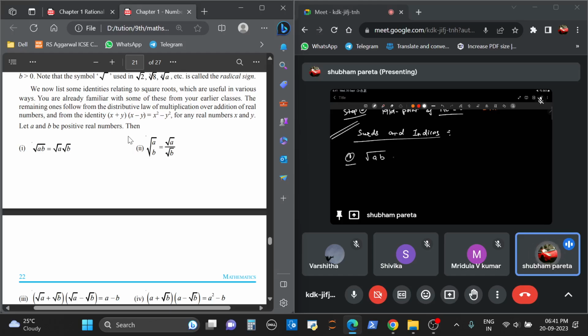If I am writing under root ab, then it is basically under root a into under root b. मैं इसको ऐसा लिख सकता हूँ, ठीक है ना?